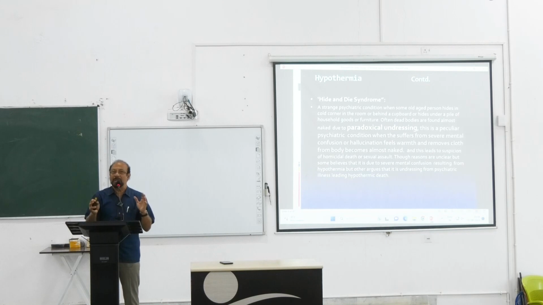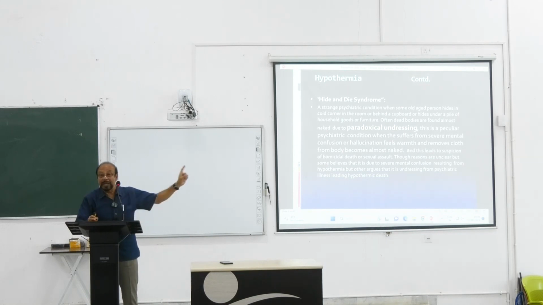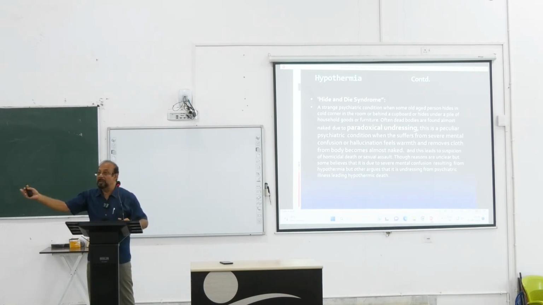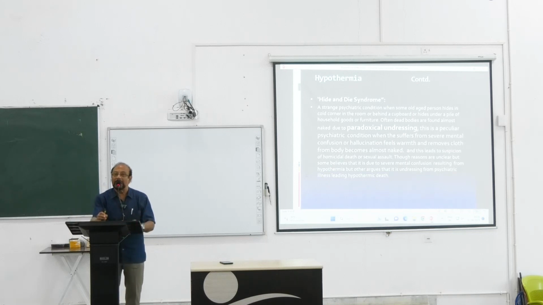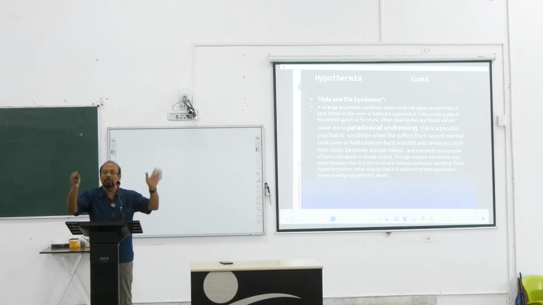This paradoxical behavior: he hides behind the furniture, in remote corners of the room which are particularly cold, and ultimately dies there when found. This is paradoxical undressing, hide and die. He went there, hid, experienced hypothermia setting in, and ultimately the patient died. When he was found, he was almost naked or naked.